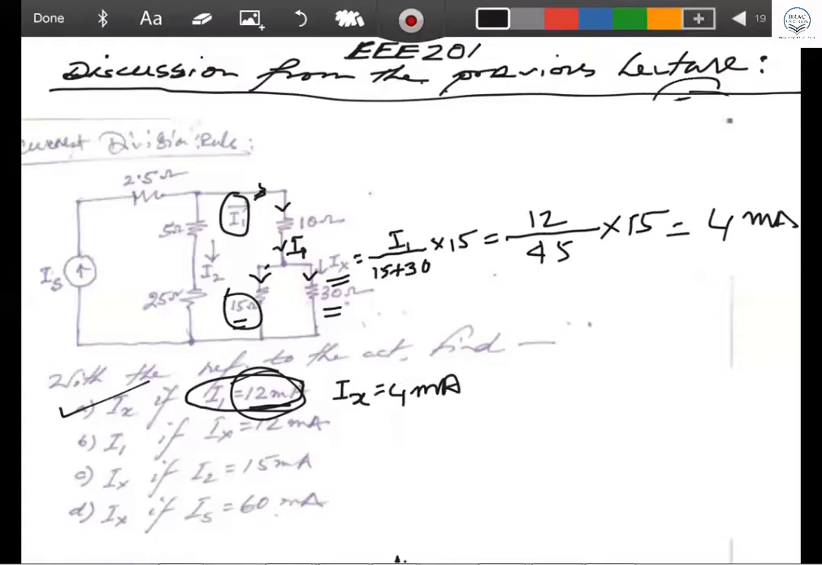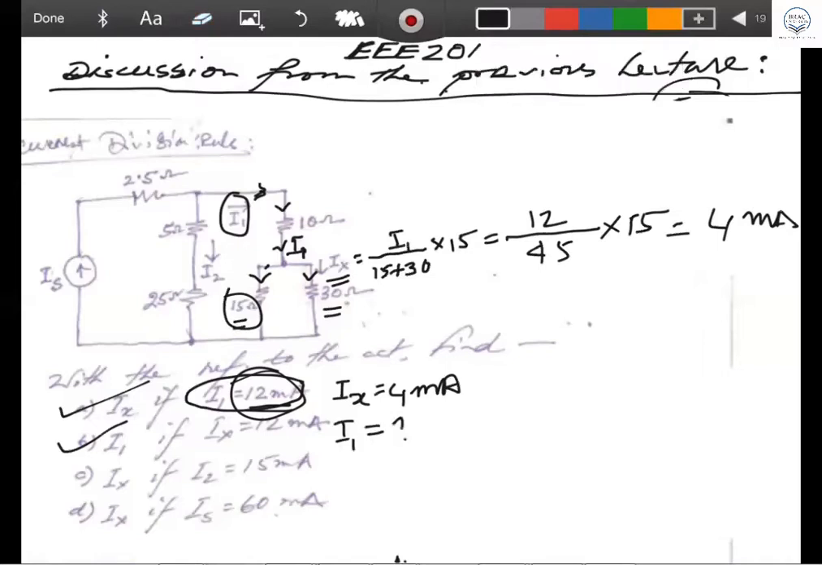Then we go to the second one. The second one is very similar. Here you have to find the value of I1, not Ix, the other way around. You have to do the opposite thing. In this case, you are going to find the value of I1.